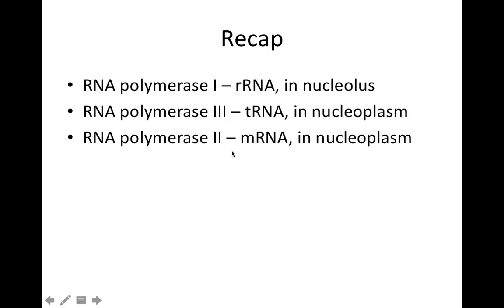Just a short recap. Remember that in eukaryotes we have three polymerases. We have RNA polymerase 1, which transcribes our rRNA or ribosomal RNA, RNA polymerase 2, which transcribes our messenger RNA, and RNA polymerase 3, which transcribes our tRNA or transfer RNA.